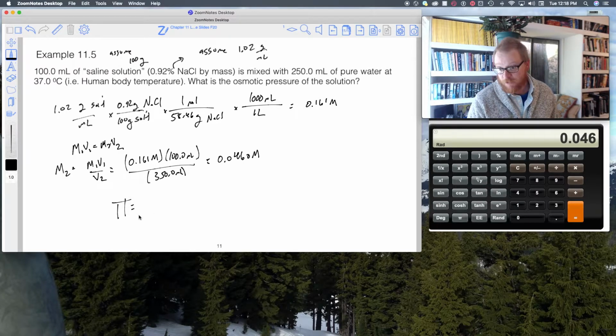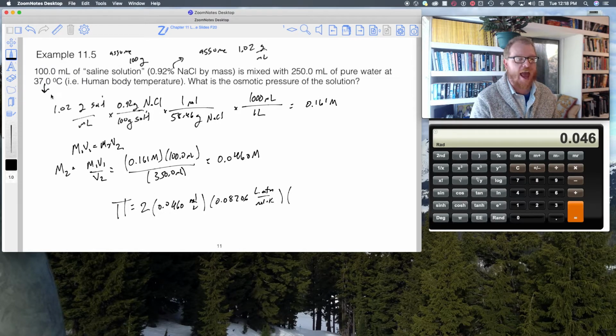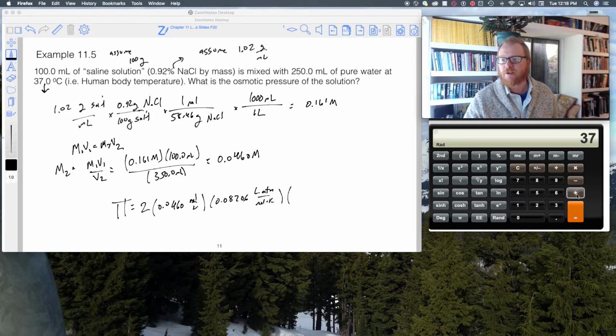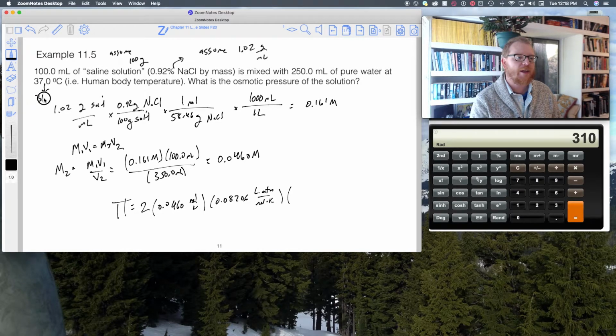So finally, doing the osmotic pressure is pretty simple. It's the van 't Hoff factor, i. For sodium chloride, we can assume 2. The molarity is 0.0460 mole per liter. The gas constant R is 0.08206 liter atm per mole Kelvin. And we're doing this at 37 degrees Celsius, so we've got to convert that to Kelvin. 37 plus 273 is 310 Kelvin.